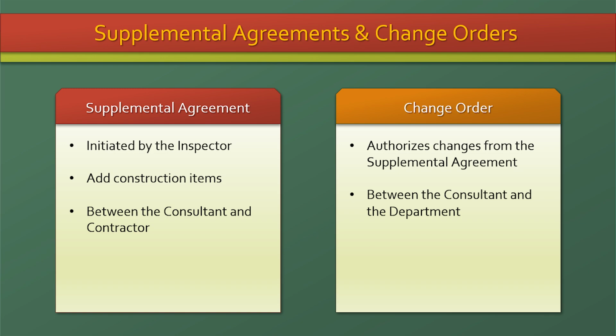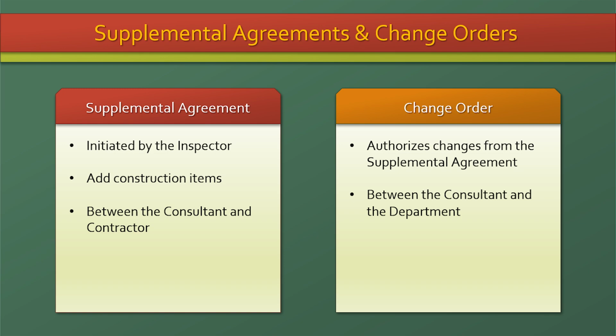A supplemental agreement is a written agreement between the consultant and the contractor with approval from the department to add construction items to the original contract. These additions are for unplanned problems encountered while under construction or necessary modifications based on site conditions that are required to properly complete the reclamation.